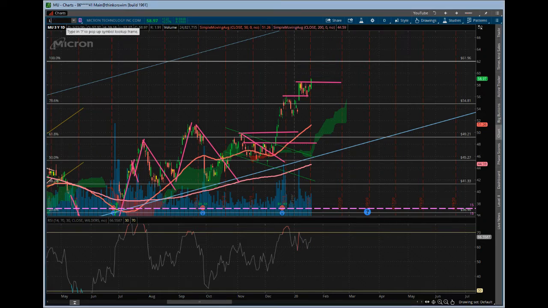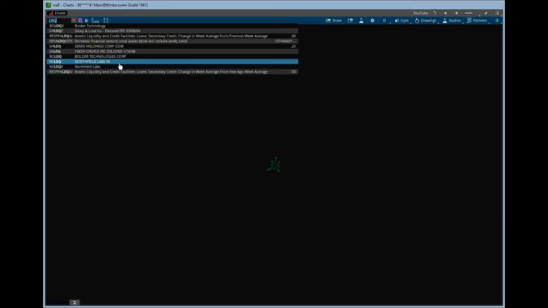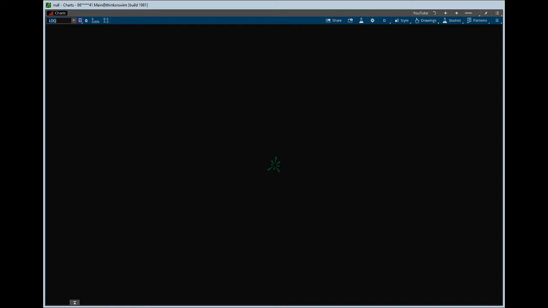LDQ. I'm not seeing that as a ticker coming up right here, but I may have typed it in wrong. Let's see, LDQ. Yet another one on here, ENB. Let's switch it out with that one. So ENB.